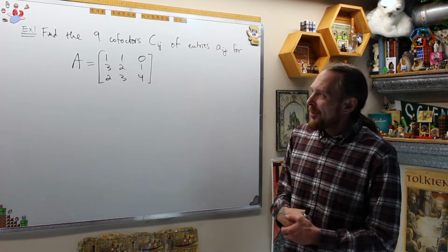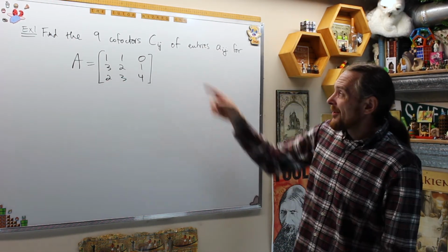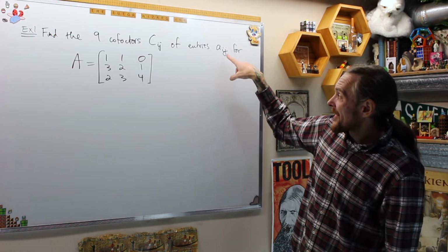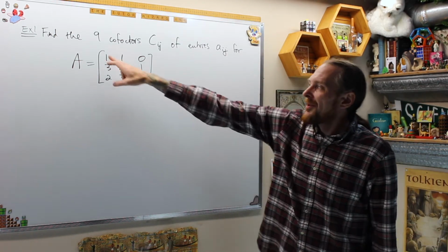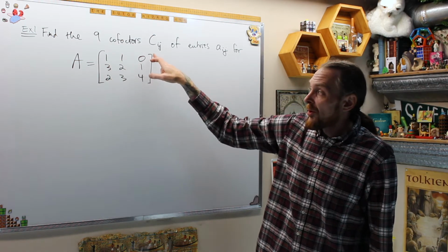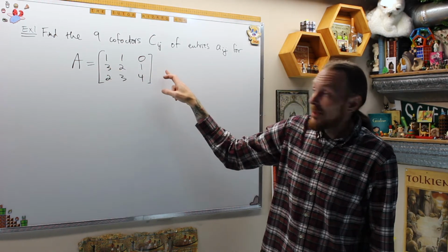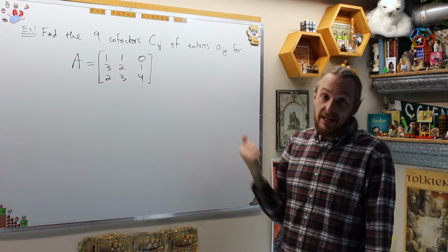All right, let's do an example. Let's find all 9 cofactors C_ij of the entries A_ij for this 3 by 3 matrix. What are we going to do first? I'm going to do the first 3 on the top row, and then I'll do the 3 in the middle row, and then I'll do the 3 in the last row.